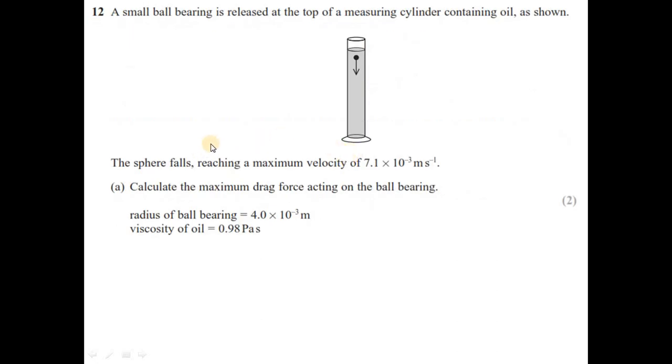Question number 12. A small ball bearing is released at the top of a measuring cylinder containing oil as shown. A sphere falls reaching a maximum velocity of 7.1 times 10 to the power minus 3 meters per second. Calculate the maximum drag force acting on the ball bearing. This is a straightforward question.